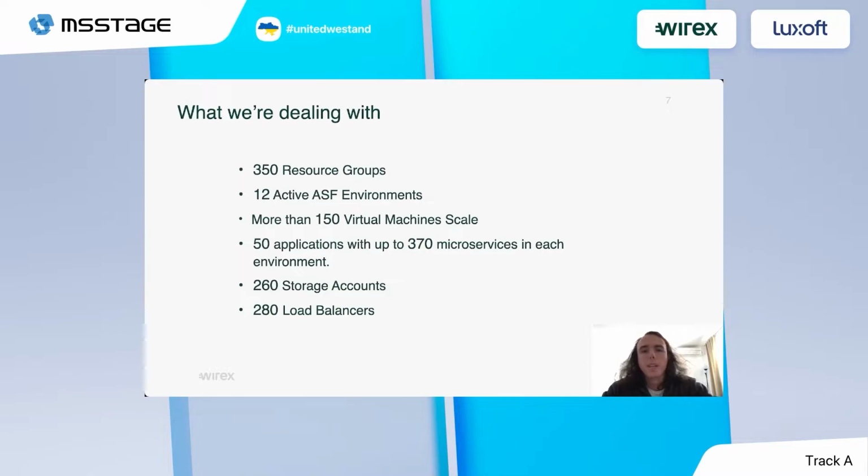To better understand the size of the infrastructure, let's talk about what we are dealing with. 350 resource groups, 12 active Azure Service Fabric environments, more than 150 virtual machine scale sets, 50 applications with up to 370 microservices in each environment, more than 250 storage accounts, and 280 load balancers.